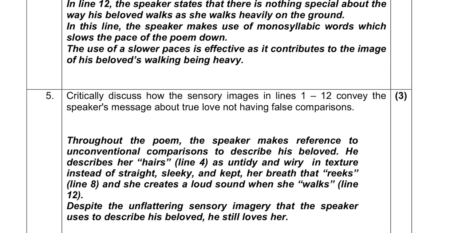Okay, so throughout the poem, the speaker makes reference to unconventional comparisons to describe his beloved. He describes her hairs. Remember, it's 3 marks, so you need to unpack the answer nicely. He describes her hairs as untidy, right? Meaning he sees her hairs as wiry in texture instead of straight, sleek, and kept. Her breath, now we're looking at smells, reeks, and she creates a loud sound when she walks.